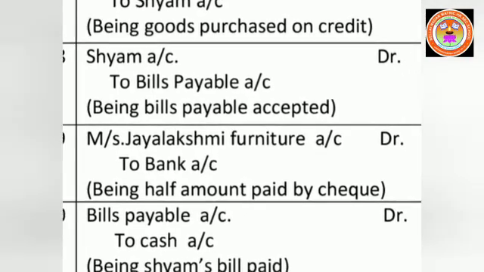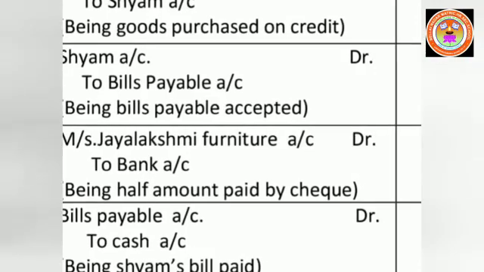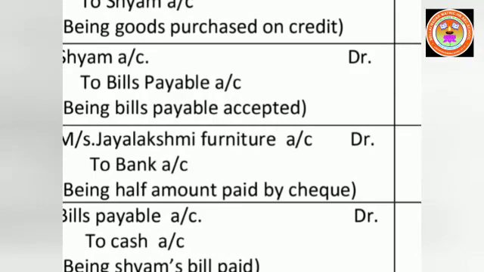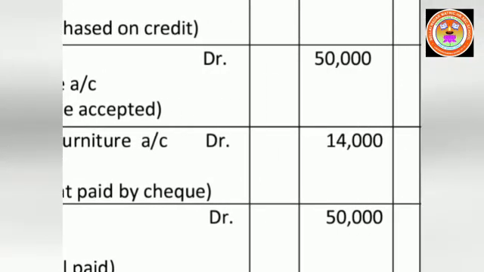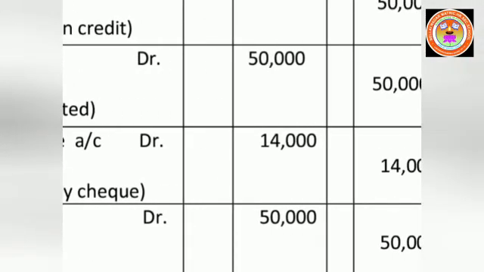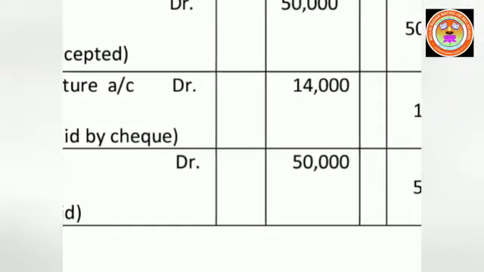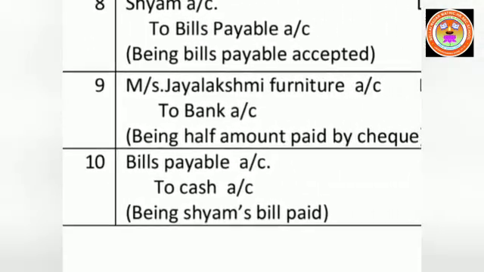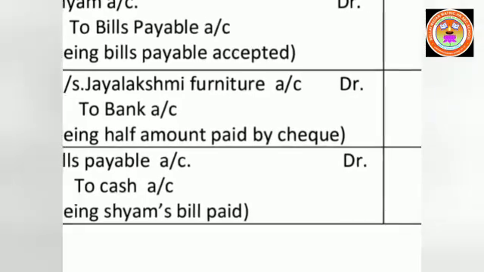Debit the receiver. Then who will be the giver? Your banker will be the giver for that cheque. So to bank account. Here also we are using personal account rule. To bank account, amount rupees 14,000 only. Half of the amount he pays through cheque. Write the amount only 14,000. Write the narration being half amount paid by cheque.